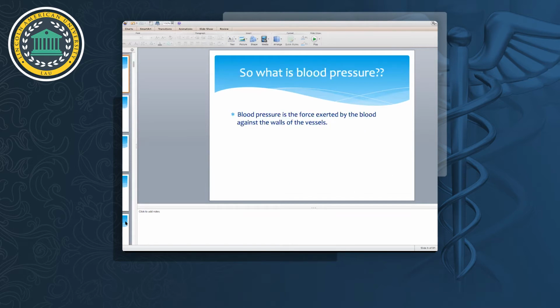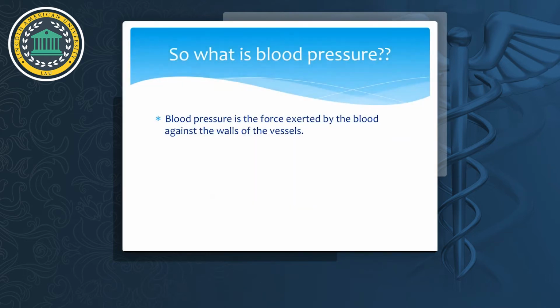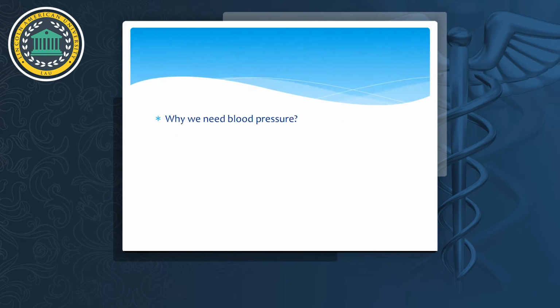So the blood pressure is basically the force exerted by the blood against the walls of the vessels. And why do we need the blood pressure? We need the blood pressure to maintain organ perfusion. Let's say in hypotension, the organ perfusion is decreased. If somebody has a blood pressure which drops below a particular level, there might be organ dysfunction.